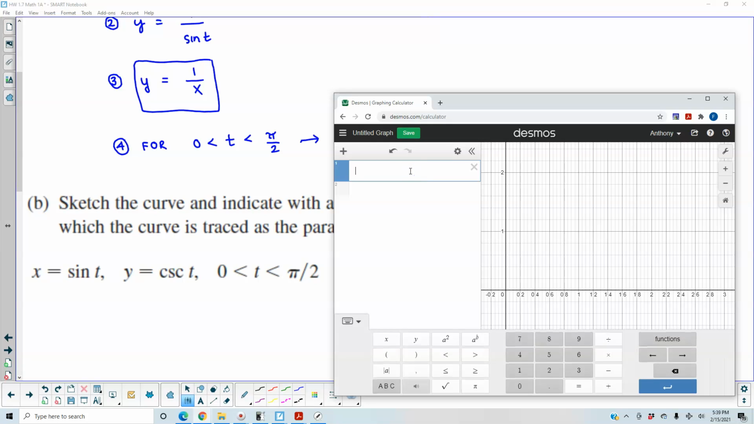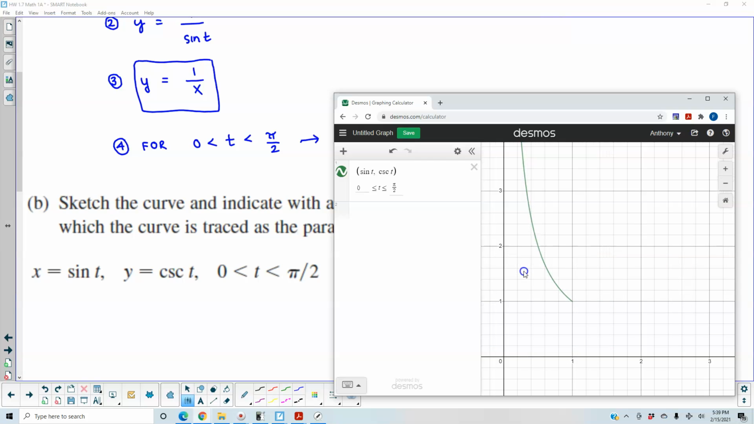So one way of graphing this is put this in as an ordered pair. So we have the sine, we'll call that x, or I guess we'll call it sine of t. And then comma, we have the cosecant of t. And then down here, we're going to put in the restriction. So as you can see here, it's going between 0 and pi over 2. So we have 0, and then we type in the word pi, and then divide that by 2. You can see what our graph looks like here.